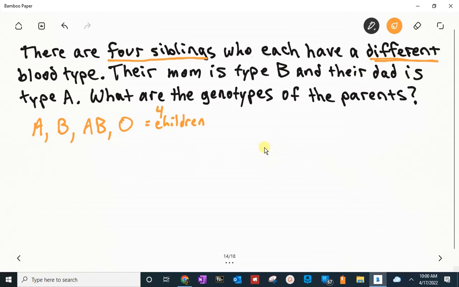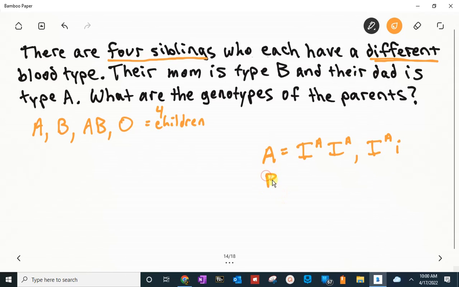So if you have a child that has blood type A, then A is going to be either homozygous A, or a dominant A next to a recessive O, because that dominant A cancels out that recessive O.